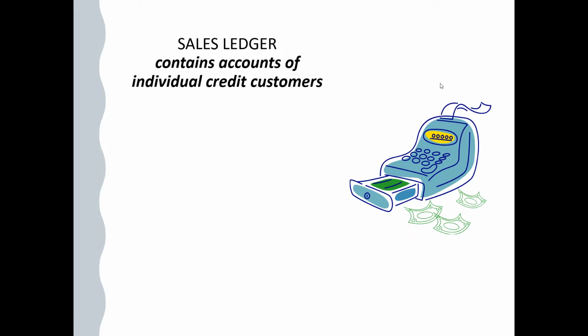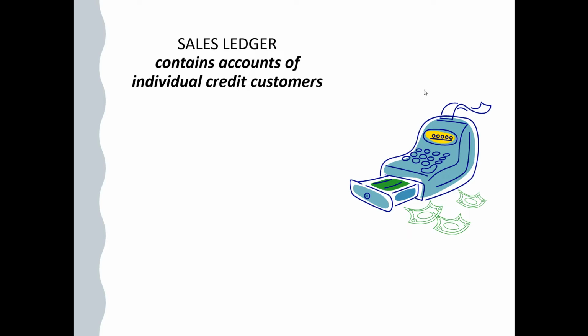Okay. So the sales ledger, if you remember, the ledger was just a folder that contains the accounts of individual credit customers. Now, the sales ledger is only interested in credit sales. We're not in the least bit interested in any cash sales. They're posted directly into what we call the nominal ledger, into the sales account and into either the bank or cash, depending on how the customer paid us. So the sales ledger is only concerned with credit customers.